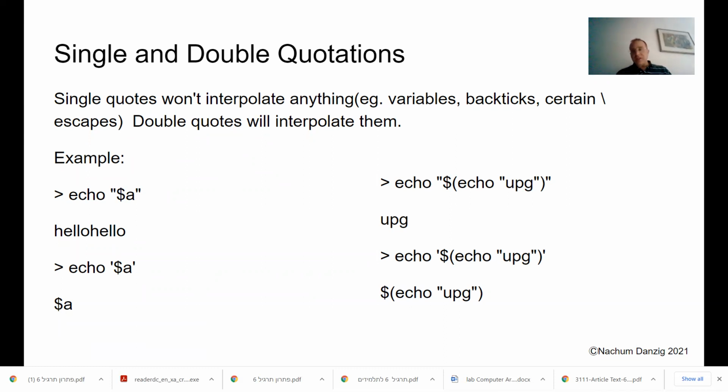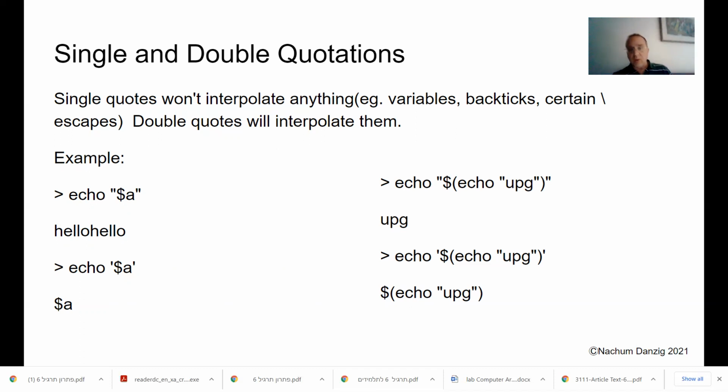And then we saw this special thing, dollar parentheses. We're gonna learn about it later actually, but this dollar percent, we already learned by now. This dollar parentheses means run. So I'm running the command echo UPG. So the output is UPG. But I put quotes around it. I'm essentially giving to echo the meaning of that.